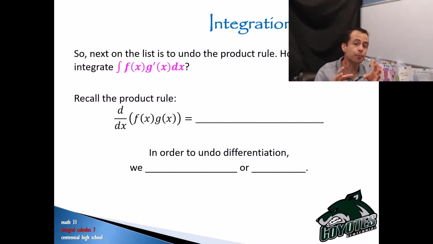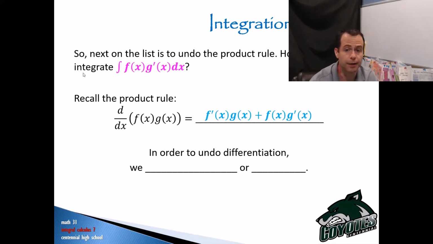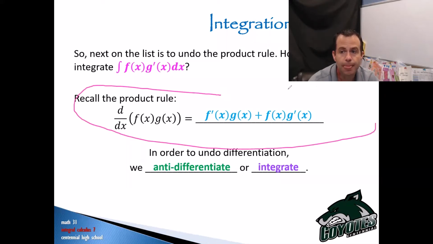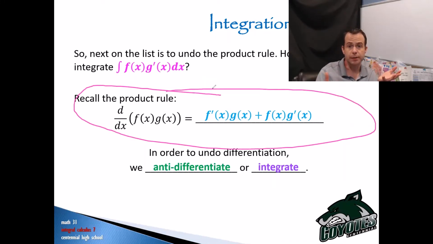Now, recall that the product rule states, I just said that, the derivative of f of x times g of x is the derivative of f of x times g of x plus f of x times the derivative of g of x. And we also know that the opposite of differentiation would be to anti-differentiate or to integrate. Okay, so what I want to first do here is I'm going to take this and I'm going to integrate both sides. So I'm going to say, hey, I'm going to integrate this side, I'm going to integrate this side, and I'm going to play around with that. Okay, and that's what this looks like here.